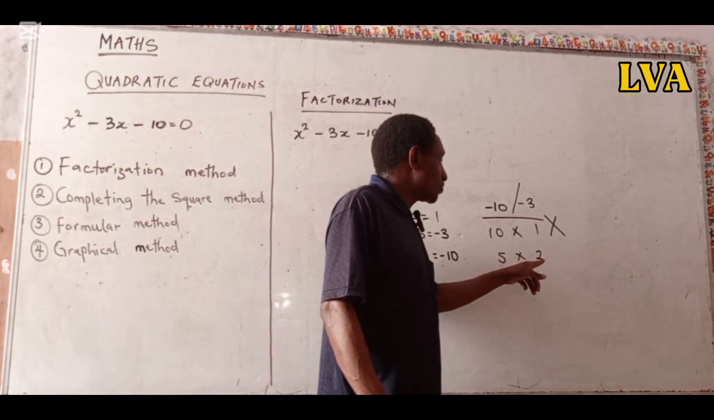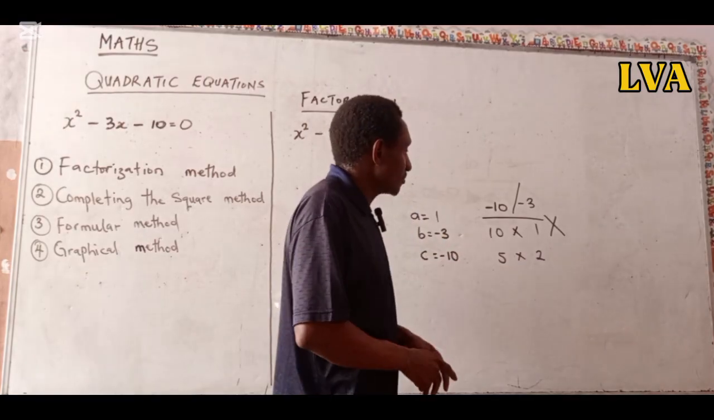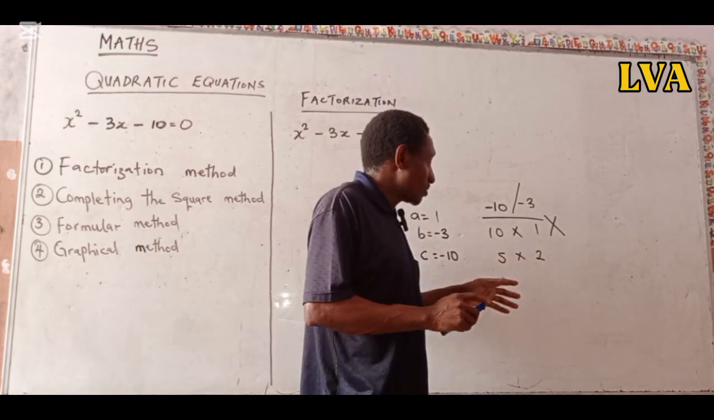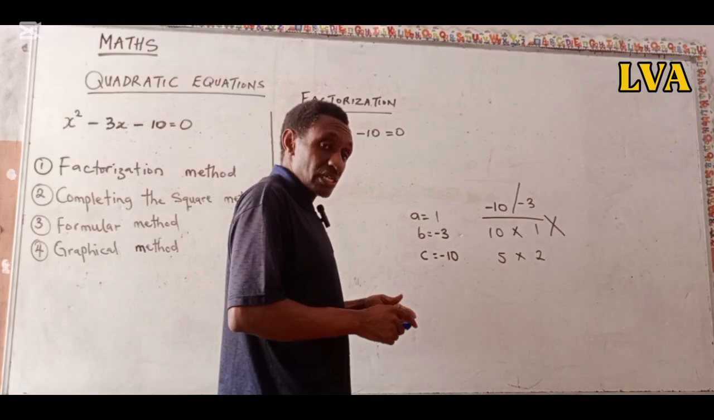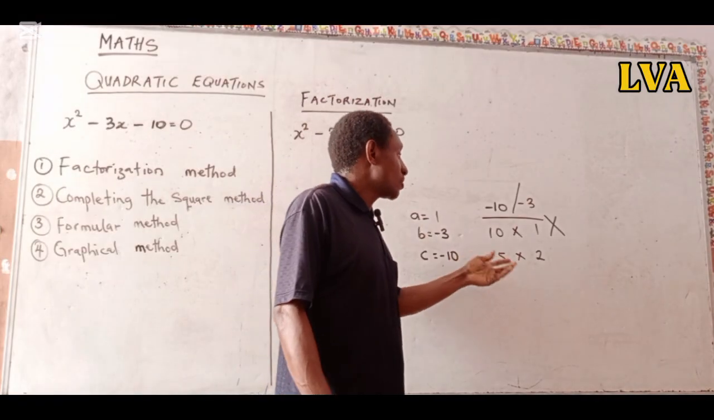5 times 2 can give me 10. Now, since I know that 5 times 2, by looking at the number, you can know the numbers that can give you 10 and 8, and you can know whether, if you are not multiplying, it can give you 3.